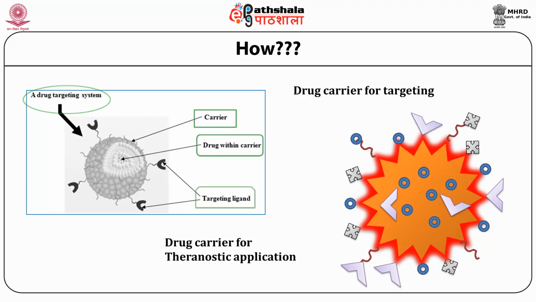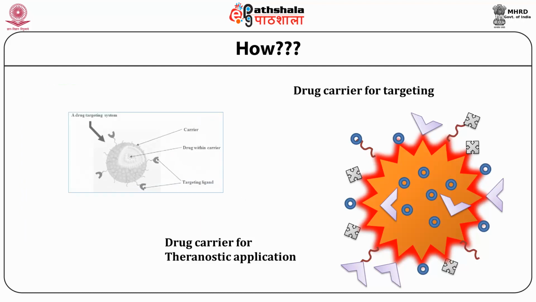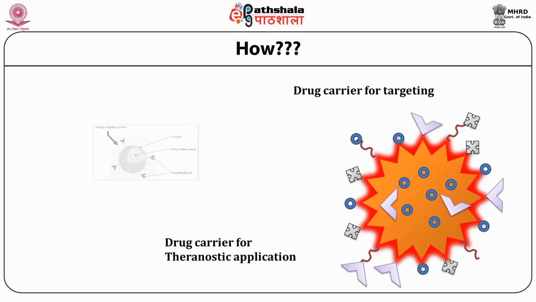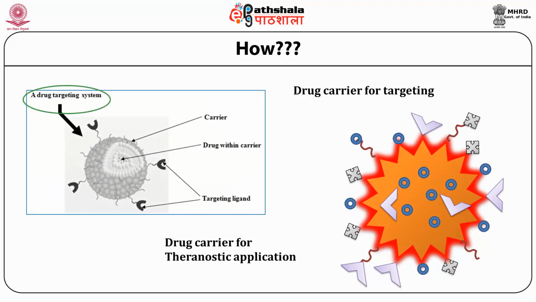There are three components in the drug targeting system. If we are now considering the carrier system for the theranostic applications, we will need multiple functionalities to be attached to the surface of the nanocarrier. So the first requirement for a nanocarrier to be used for theranostic applications is that it should have the ability to be conjugated or decorated with multiple functionalities, that could be the drug, diagnostic agent and targeting ligand.